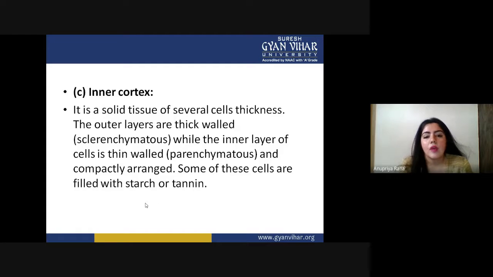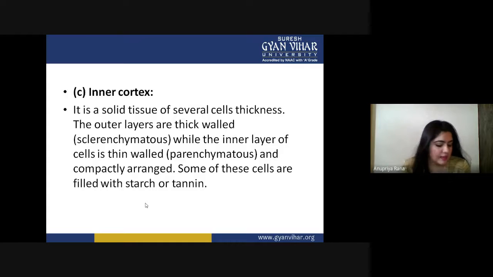Inner cortex is a solid tissue several cells thick. The outer layers of thick-walled cells are sclerenchymatous, while the inner layers of thin-walled cells are parenchymatous and compactly arranged. So they have these two layers: the outer layer is sclerenchymatous and the inner layer has parenchymatous cells, compactly arranged. Some of these cells are filled with starch or tannin also.